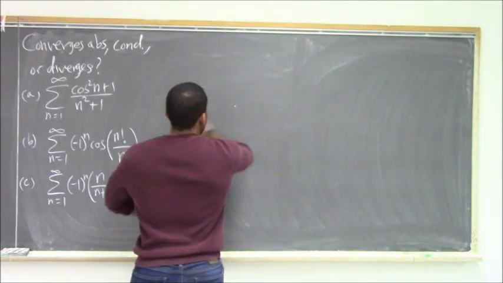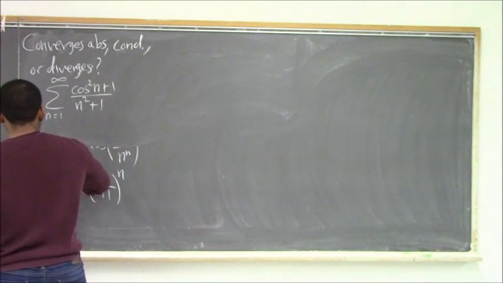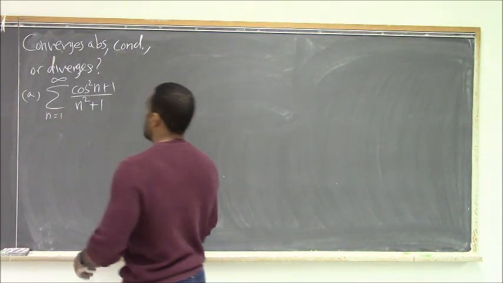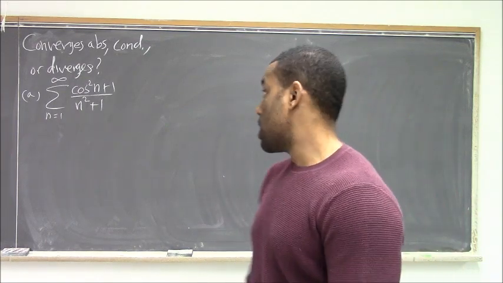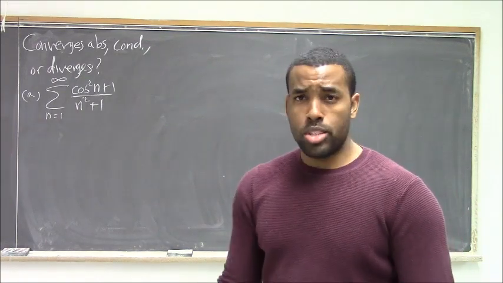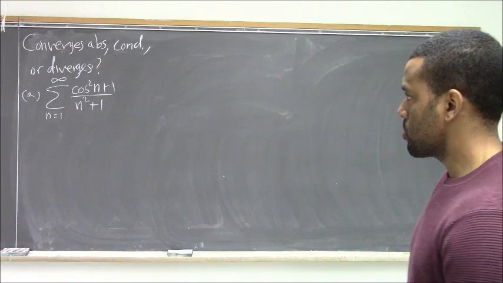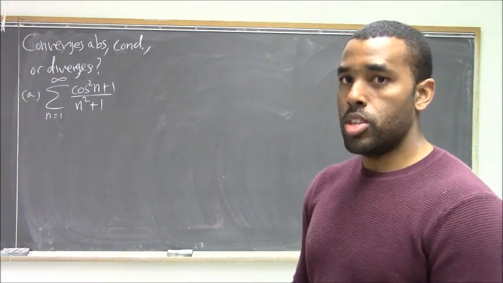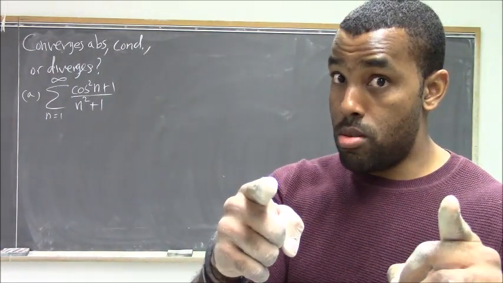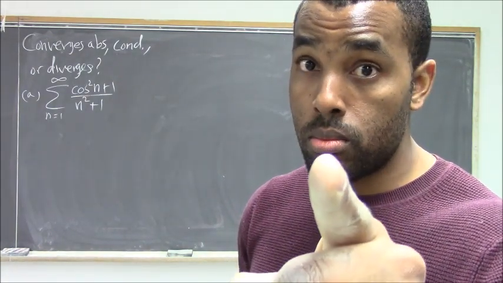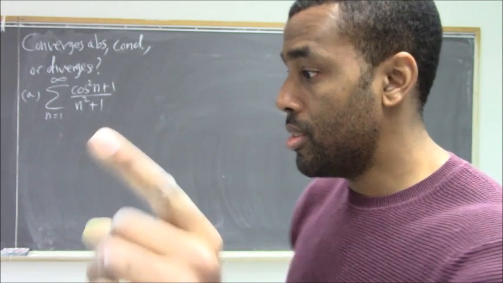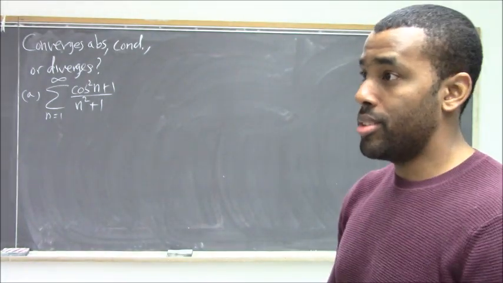Okay, so let's attack the first one, problem A. The series from n equals 1 to infinity of (cosine squared of n plus 1) over (n squared plus 1). So, pause the video right now. Pause it. Press the pause. I'm waiting. Okay, good. Try it.